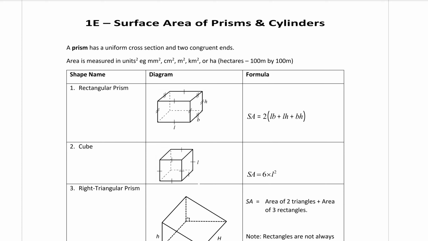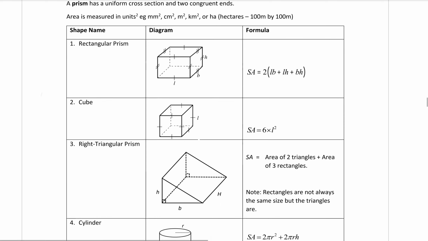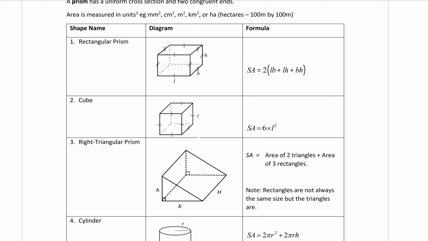This first one is on prisms and cylinders, so you should be fairly familiar with these formulas. A rectangular prism, formula here, SA for surface area equals 2 lots of LB plus LH plus BH. It doesn't matter which one's L, B and H as long as you are doing all three combinations of multiplying those side lengths together. A cube is 6 lots of L squared. You're welcome to use X squared, that's fine. 6 lots of whatever the length is squared.